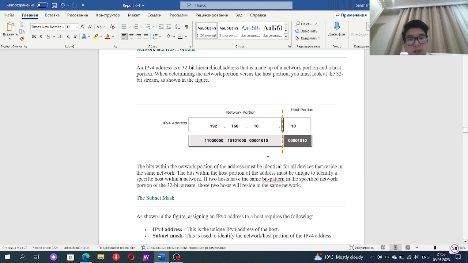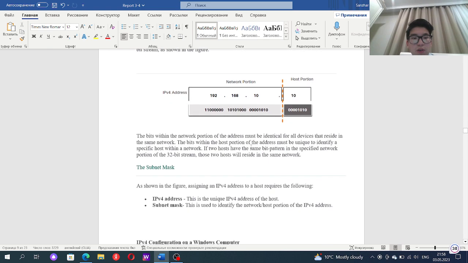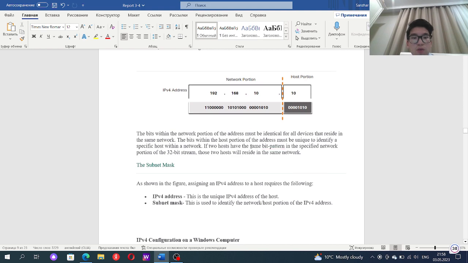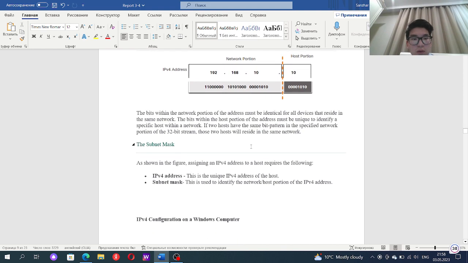The bits within the network portion of the address must be identical for all devices that reside in the same network. The bits within the host portion of the address must be unique to identify a specific host within a network. If two hosts have the same bit pattern in the specified network portion of the 32-bit stream, those two hosts will reside in the same network.